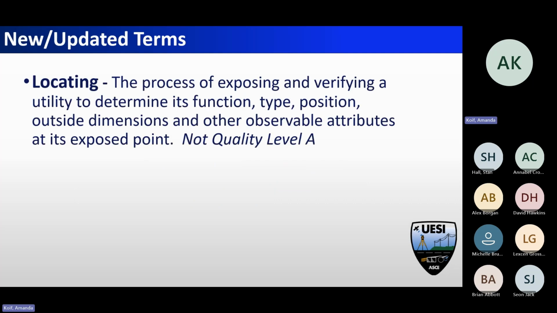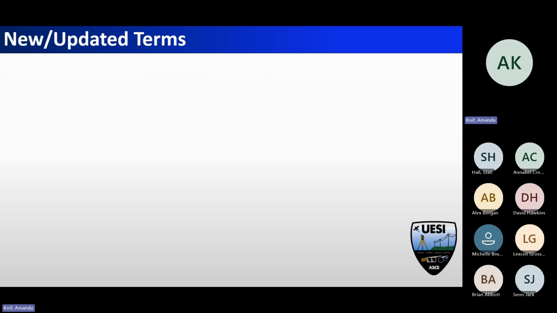So locating. Again, locating is when we actually go out and we expose that utility. It's not the guys that are actually marking it. So when you see a vac truck that's out vacuum excavating a hole, that's going to be the locating piece of it. When you're actually exposing it, you're gathering the different information about that. Verifying the utility determined is the function, type, position, and outside diameter of the observable attributes of that existing. So sometimes you have a duct bank that has corners of it. You should be exposing at least one, or if not both of those edges, so that you're exposing the entire piece of that. Again, this is not quality level A just yet, once you have that data.